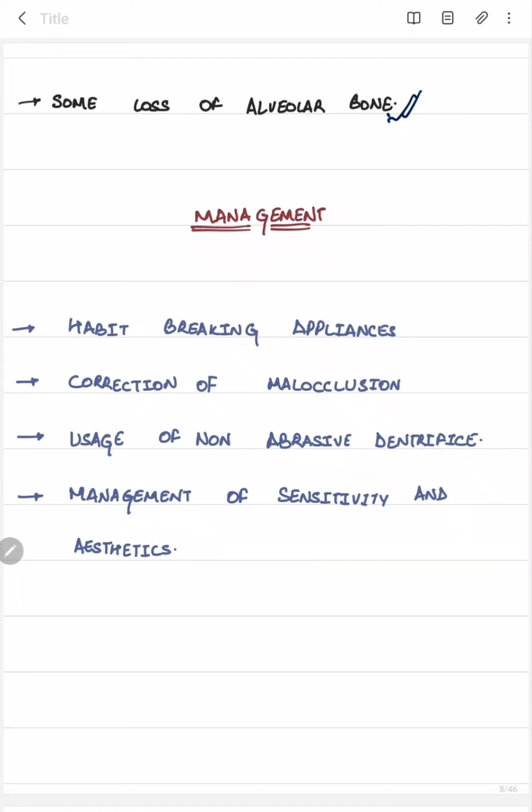Now the management part of attrition. So the first one is habit breaking appliances should be used for the parafunctional habits such as bruxism and clenching. For that purpose we can use night guards, etc., right? And correction of malocclusion is required, right? So we can undergo orthodontic treatments. Usage of non-abrasive dentifrices is recommended, and management of sensitivity and aesthetics is required in attrition, right?